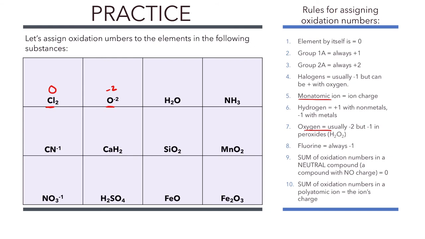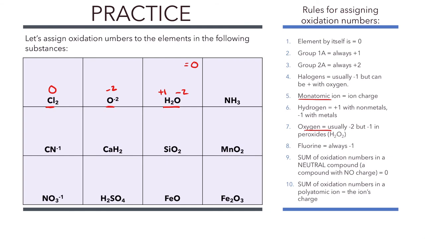All right, let's take a look at water. Oxygen, the rule for oxygen is -2. And the rule for hydrogen when it's with a nonmetal is +1. And just to double check to make sure that we've got everything right, this is a neutral compound. It has no charge on it.